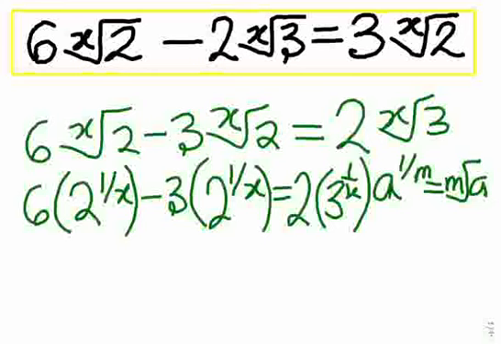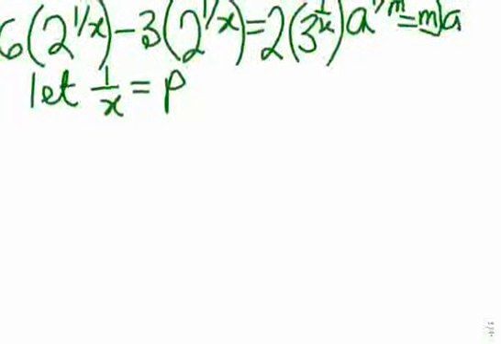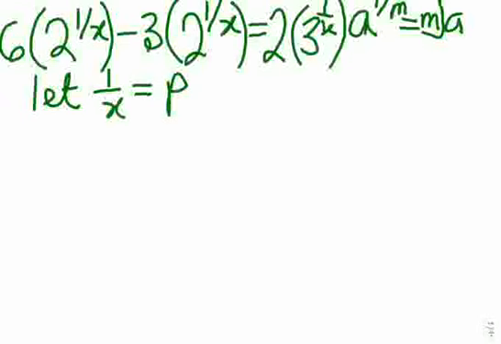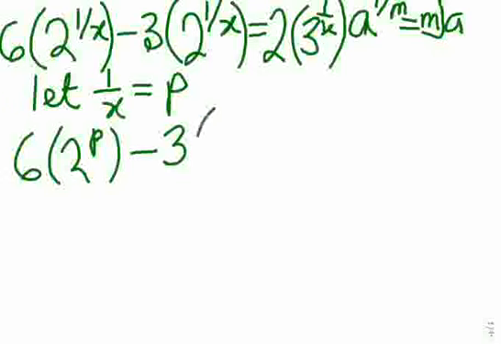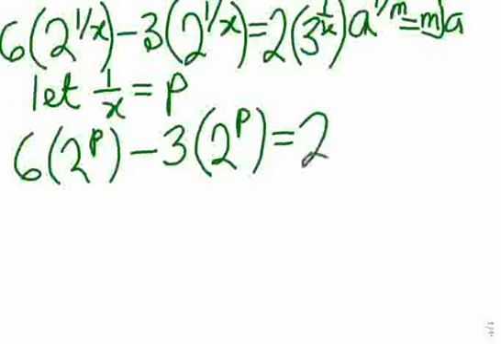The next thing I'm going to do here is to say let 1 over x equals p, since 1 over x is a common power to all of them. So if we say 1 over x is equal to p, we're going to have 6 multiplied by 2 raised to the power p for this first one here, minus 3 multiplied by 2 raised to the power p equals 2 multiplied by 3 raised to the power p.